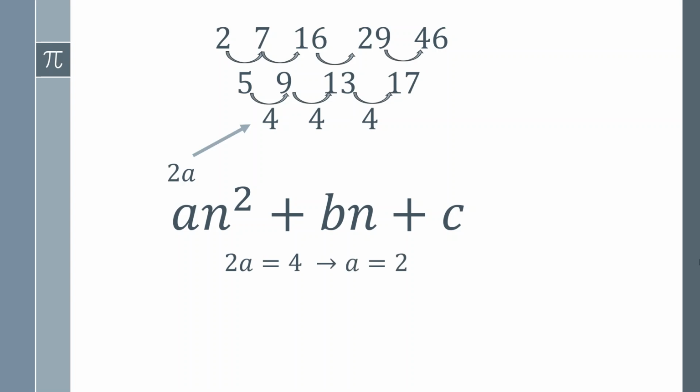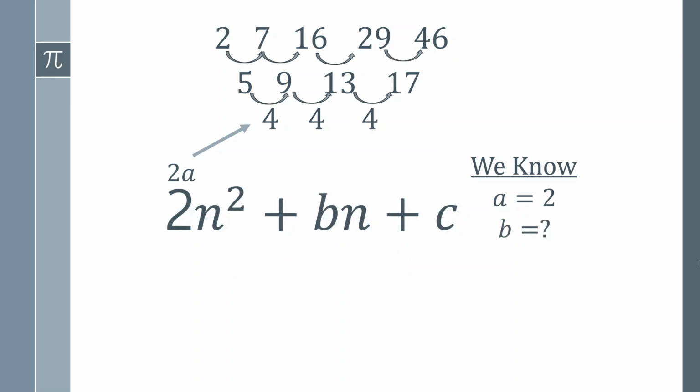So we found one of our 3. We need A, B, and C. We've already found A. So we know that A is 2. We could then replace A in our general formula with 2. So we're one step towards getting the answer. We don't know what B is, though. We need to find the value of B. And B is actually linked to our first number here. So the 3A plus B is equal to 5.